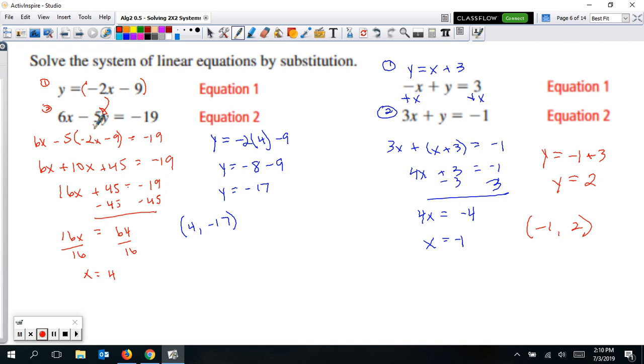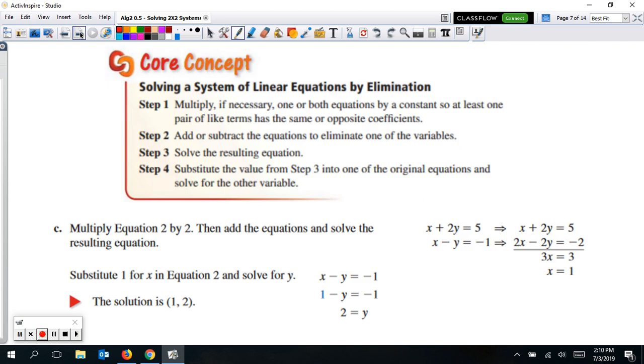All right, let's move on to the next method on how to solve these, which is called the elimination method. So it says solve by elimination. So here's our elimination method. We don't need to solve for anything on this one. We're actually going to combine the two equations together. It says here, first step number 1, multiply, if necessary, one or both equations by a constant so that at least one pair of like terms has the same or opposite coefficients.